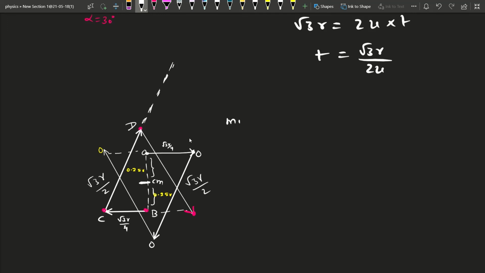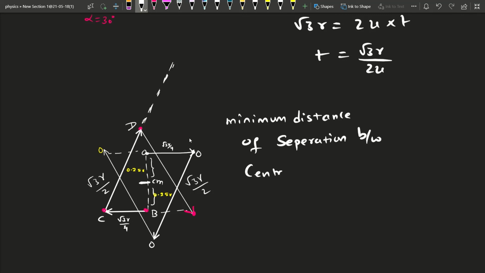So the minimum distance of separation between the center of circle and particle is 0.5r. But what about the maximum distance of separation?